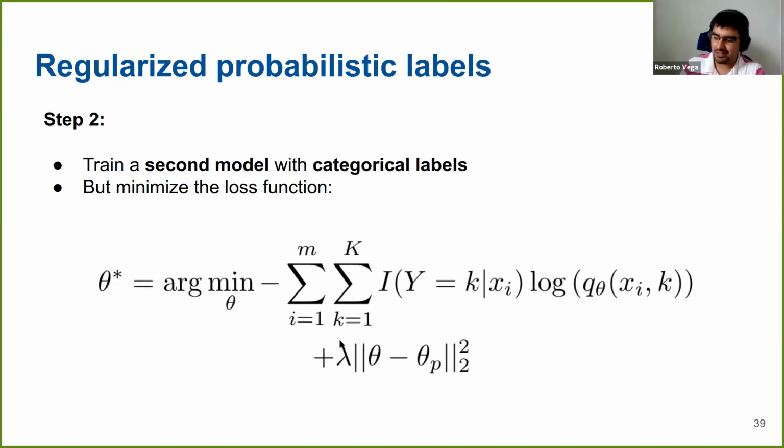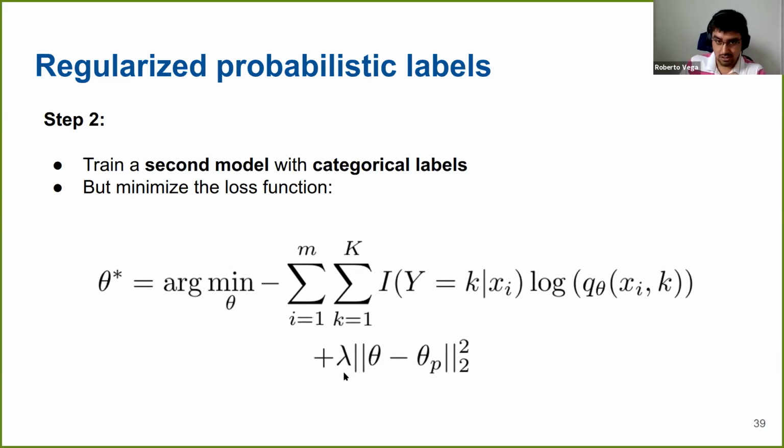In theory, if I make this lambda infinite, then the model will try to push this to be 0. So then the weights that I'm going to learn are going to be the same weights as the probabilistic model. And it is going to ignore the categorical labels. And we will have exactly the same thing, the weights of the probabilistic labels.